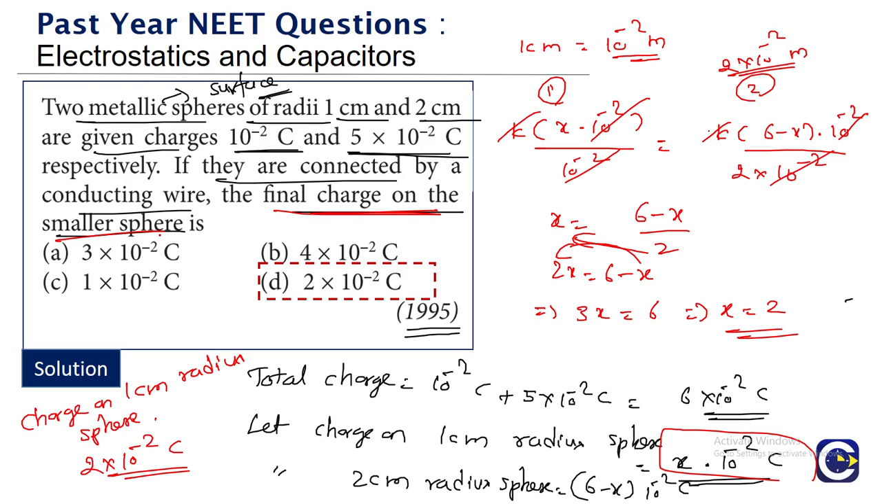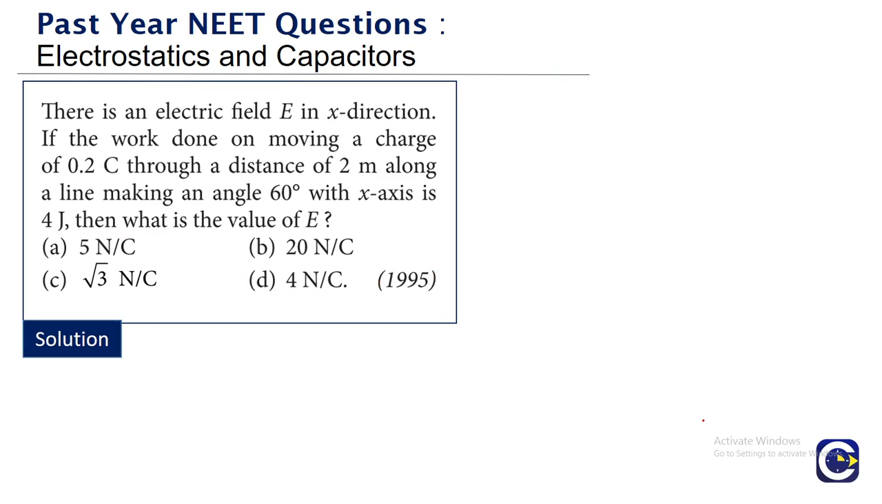What will be the charge on the larger sphere? Total is 6 into 10 power minus 2. This one has x into 10 power minus 2, x is 2. The larger one will have 6 minus 2, which is 4 into 10 power minus 2. But here anyway they are asking only about the smaller sphere. So the answer is Option D.